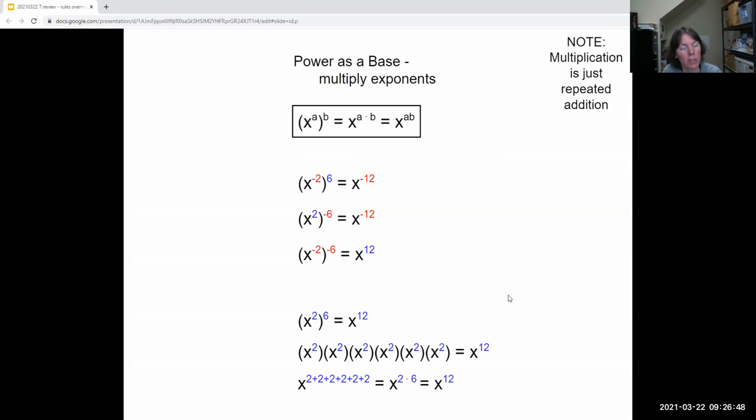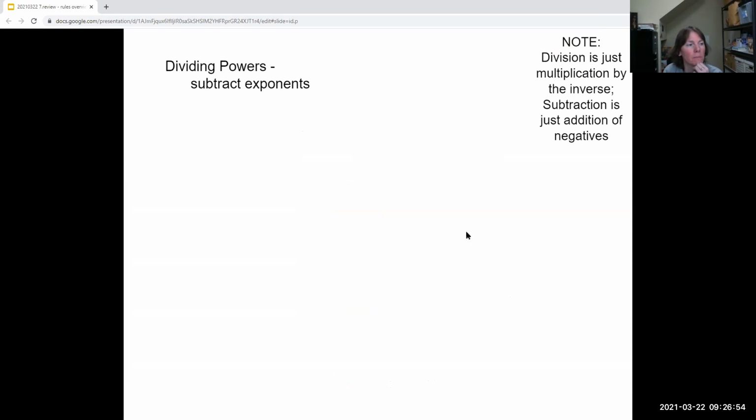Okay, I'm going to go on to the last slide that we're going to take any notes on. And this is dividing powers. Our general rule for dividing powers was that you subtract the exponents, right? And if it helps, you could think about it that really when you divide, you're just multiplying by the inverse. So instead of multiplying by x, I'm multiplying by 1 over x, which is basically the same as dividing. Just like subtraction is just adding negatives.